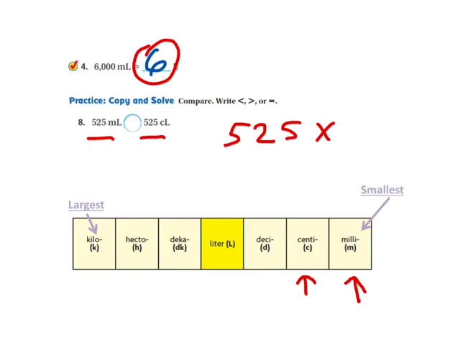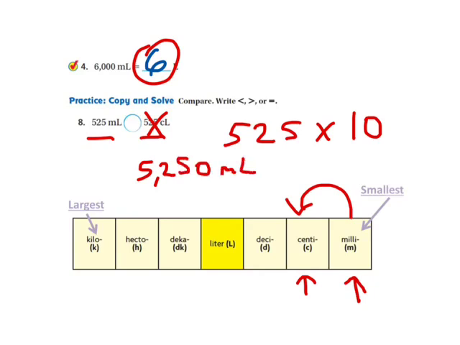In other words, how many milliliters in a centiliter. So we write a 1 here, and then we jump from milliliters to centiliters, and we only have one jump, so there's a 0. So we multiply that by 10. That becomes 5,250 milliliters. So this one is clearly bigger. So this is a less than symbol.